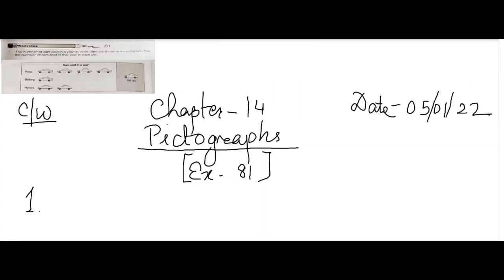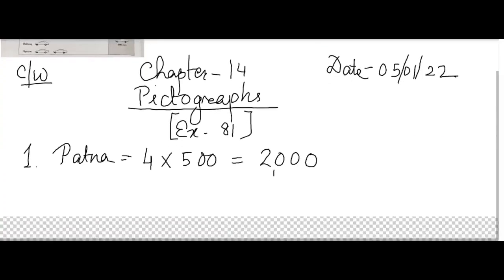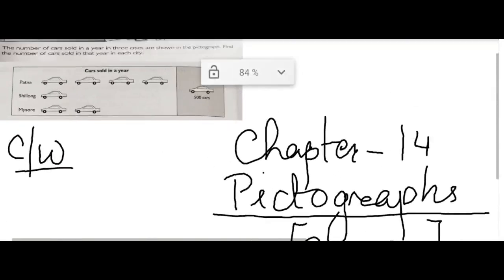So in Patna, we will directly write Patna. We will not write the statement. Okay, so Patna equals to how many cars were sold. You can count the cars: 1, 2, 3, 4 cars. So one car represents 500 cars, right? So you will multiply 4 into 500. So number of cars sold in Patna equals to 4 5s are 20 and 2 more zeros you have to add. So 2000 cars were sold in Patna in that particular year.